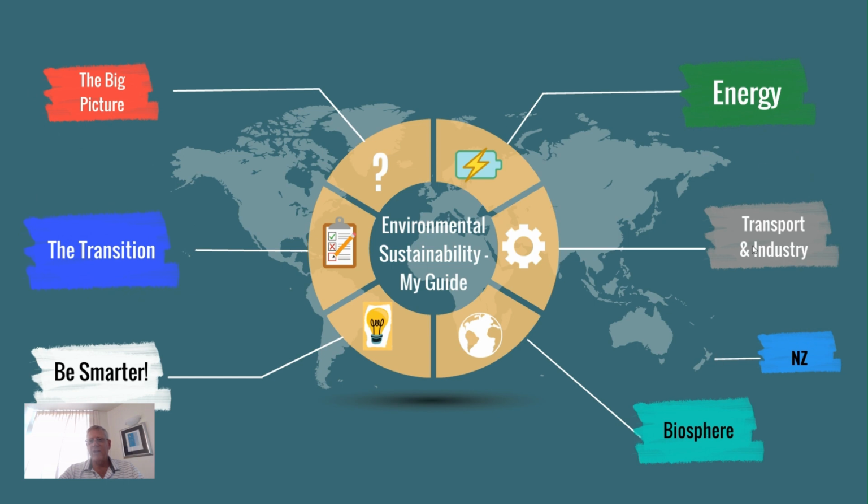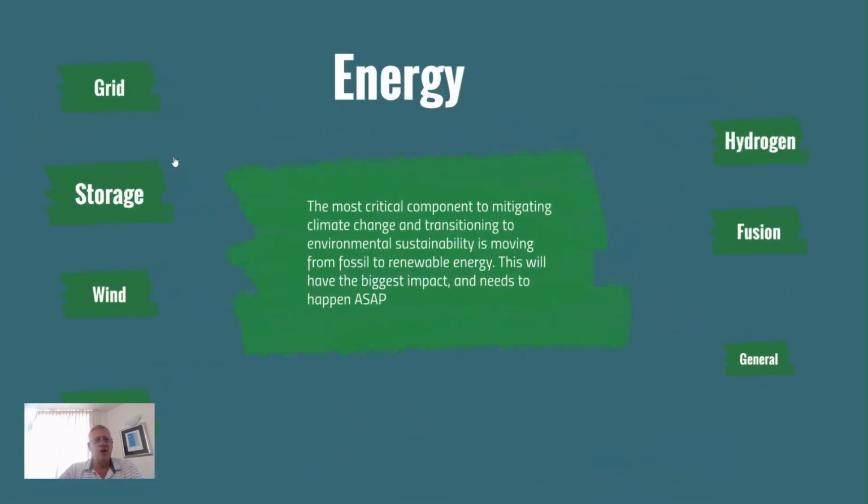Then over on the right-hand side here, what I think of as the meat and potatoes section. This is the big areas where emissions happen or environmental impacts happen and what we need to do to try and mitigate those. So energy, for example, I talk about the grid because you need to produce energy, you need to move it around, and you need to store it. So the grid is around moving energy around, specifically electrical energy. Storage, mostly again about electrical energy.